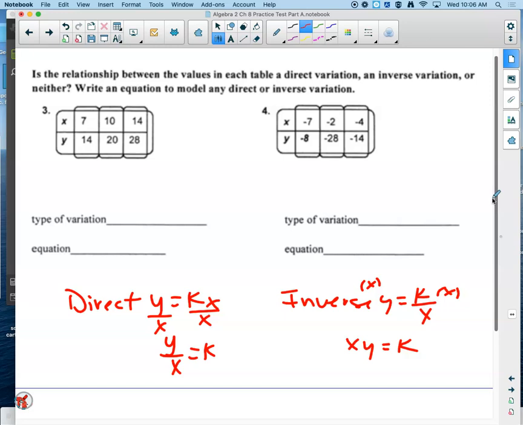So go ahead and look at 3. Figure out which type of variation that is and be able to explain to me why you believe that's so. Anybody have it? Direct. Okay, Caitlin, what did you see that said this is direct?